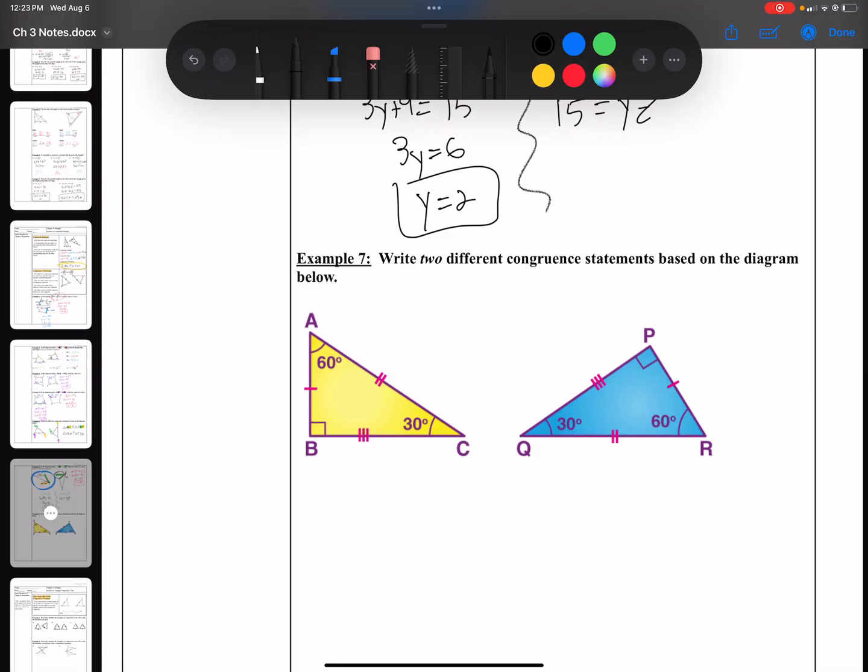I'd like you to pause the video and try example 7 on your own. When you're ready, unpause the video and check your answer. Keep in mind, there are a lot of correct answers here, so your answer might be different than mine.